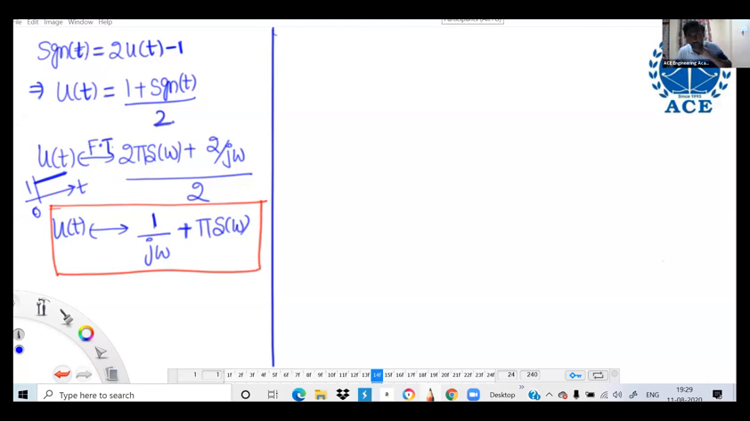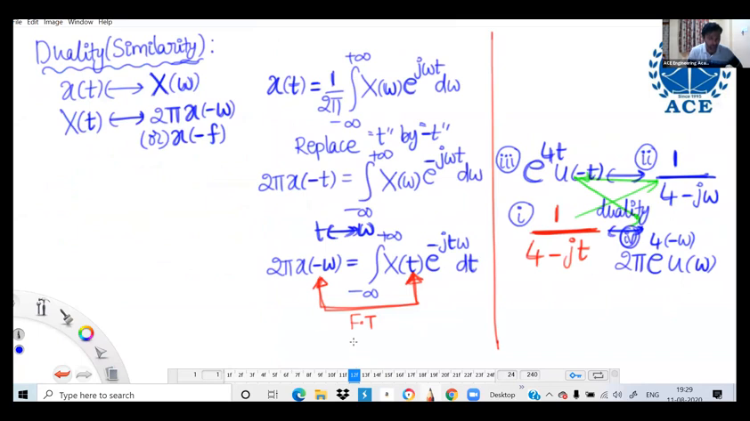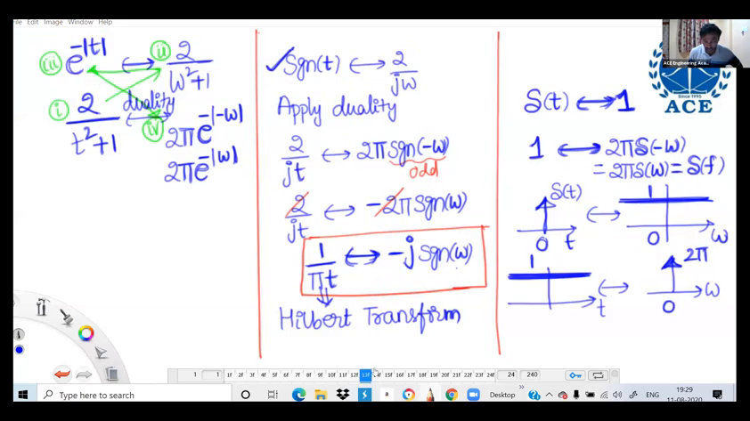Okay, hope everyone came back. We are discussing examples related to the duality property. In duality, what we are doing is: spectrum to time domain means ω is replaced by t; time to frequency means t is replaced by -ω in the time domain expression, with an extra 2π multiplier.